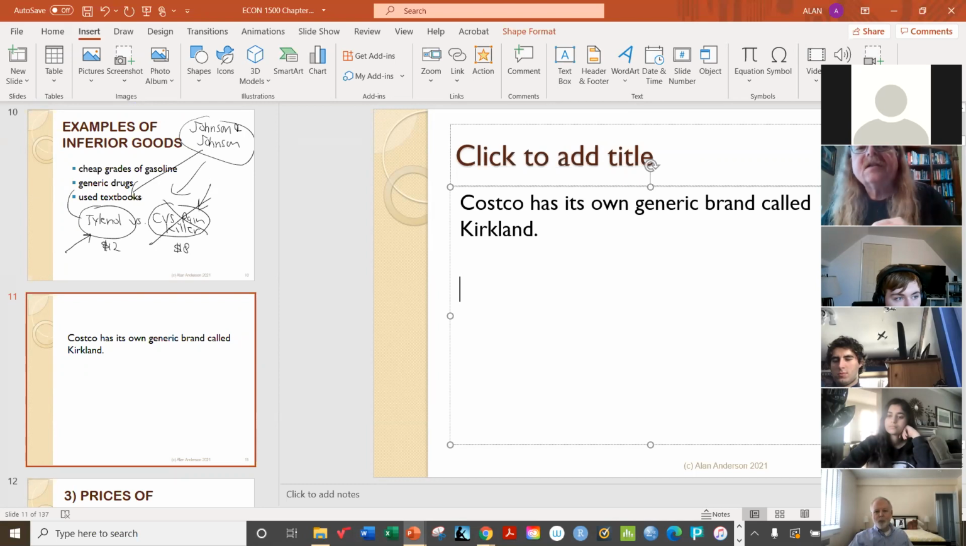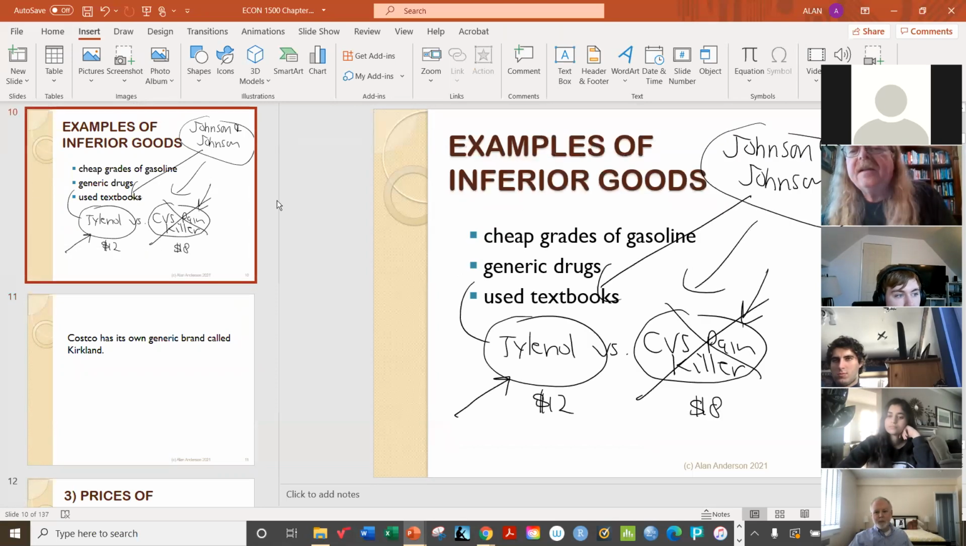And so the big companies are making these other generic brands because it gives them more revenues. And as a consumer though, once you graduate, not everybody, but many people are likely to gravitate towards the Tylenol because they feel like they can afford it now. If that's the case, we define CVS painkiller as an inferior good.